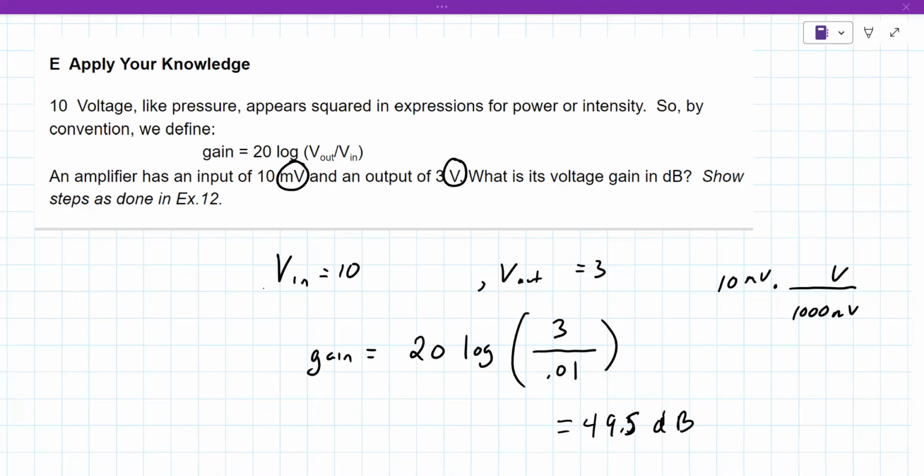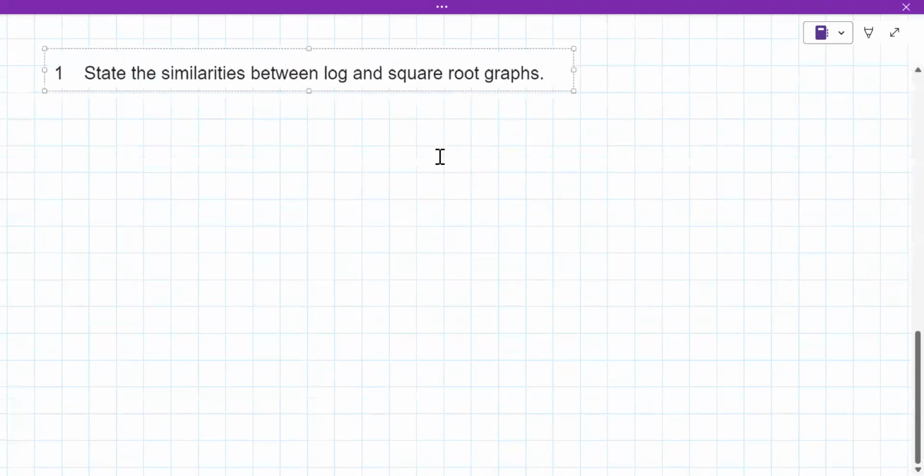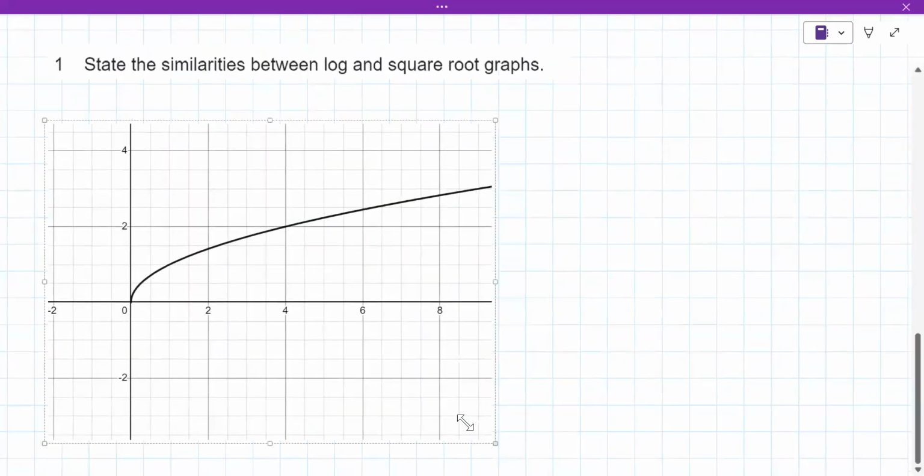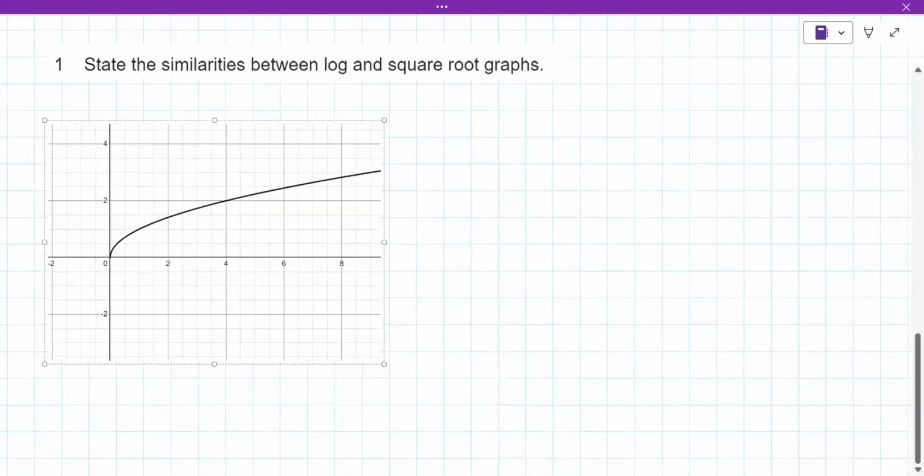All right, stop and think. All right, here we go. All right, so first question says to state the similarities between log and square root graphs. All right, so what I'm going to do here is graph a logarithm and a square root, and we'll look at them together. So here's the square root graph, and then the log one here, graph as well.